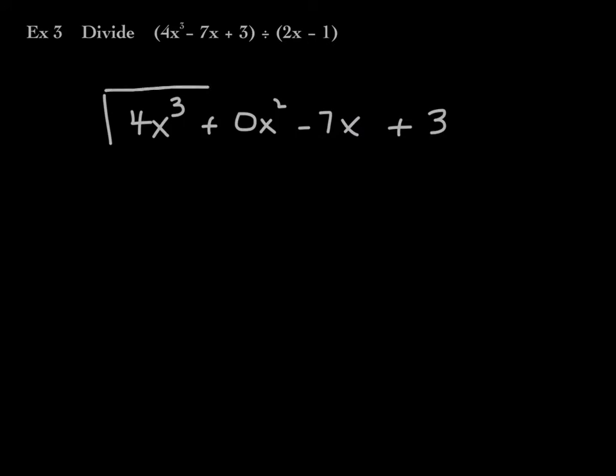And the reason I'm doing that is because I want everything to be organized really neatly, and so I don't get confused, and that will do it for me. Everything will line up according to its like term. You'll see that now. All right, here we go. 2x minus 1 is my divisor. So I'm thinking now to myself, what do I multiply 2x by in order to get 4x cubed? If I multiply 2x by 2x squared, I will get 4x cubed.